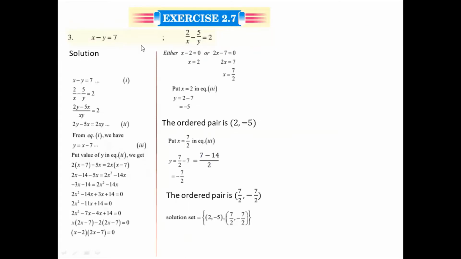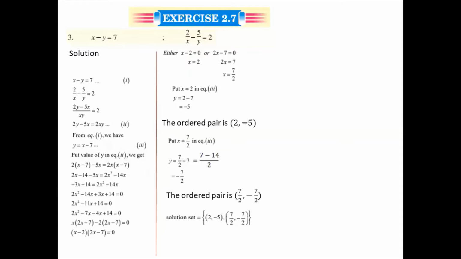Question number 3. x minus y is equal to 7 and 2 by x minus 5 by y is equal to 2. Solution: x minus y is equal to 7. This is equation number 1. And from the second equation, we have 2 by x minus 5 by y is equal to 2.